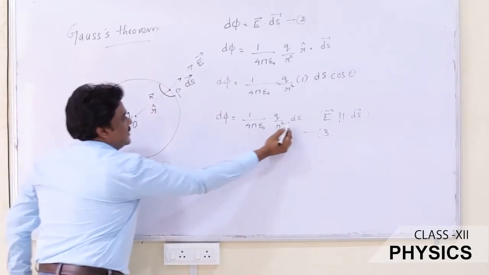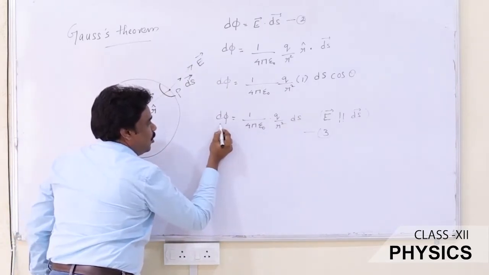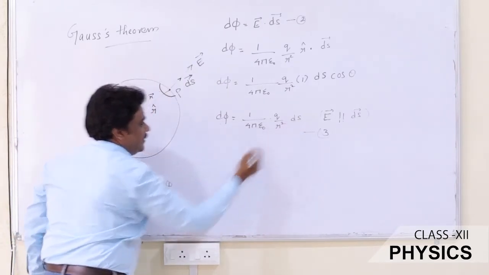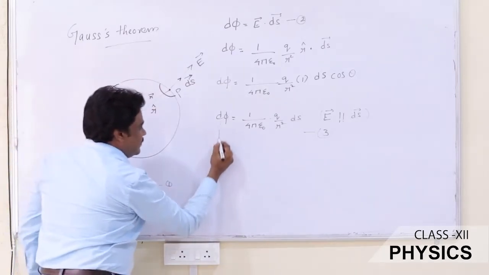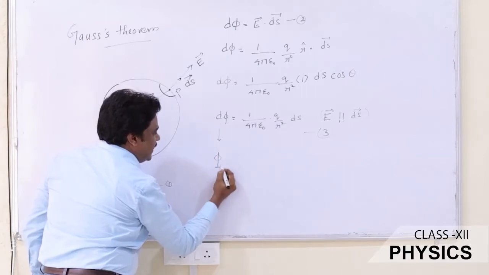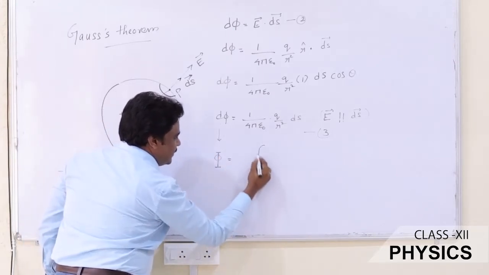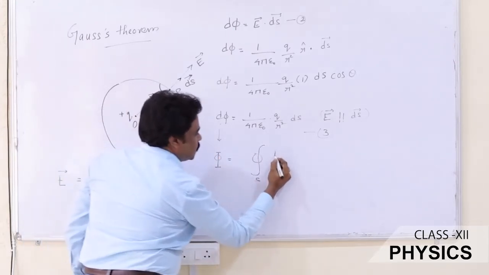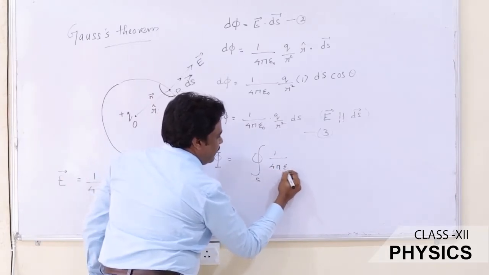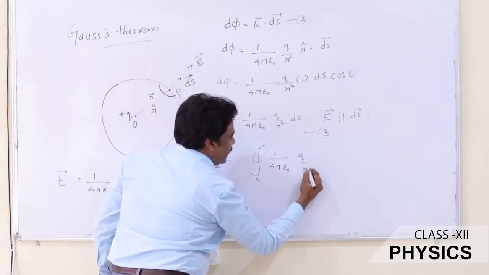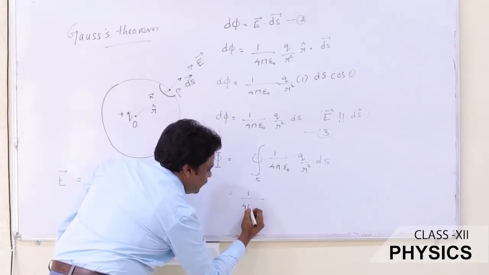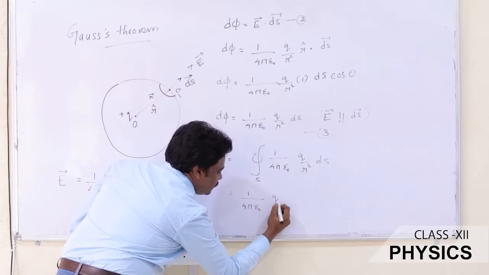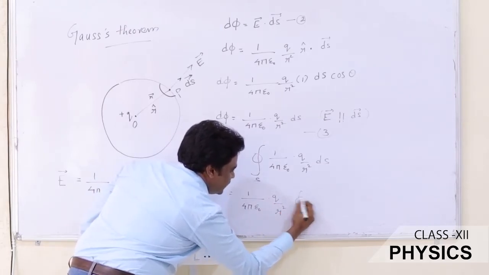Now, this is the small flux linked with the small area element. Our aim is to get the total flux with the entire sphere. So if phi is the total flux, I am going to integrate it over the entire surface, that is 1 by 4 pi epsilon naught Q by R square ds. All the things are constant except ds. So 1 by 4 pi epsilon naught Q by R square, surface integral ds.